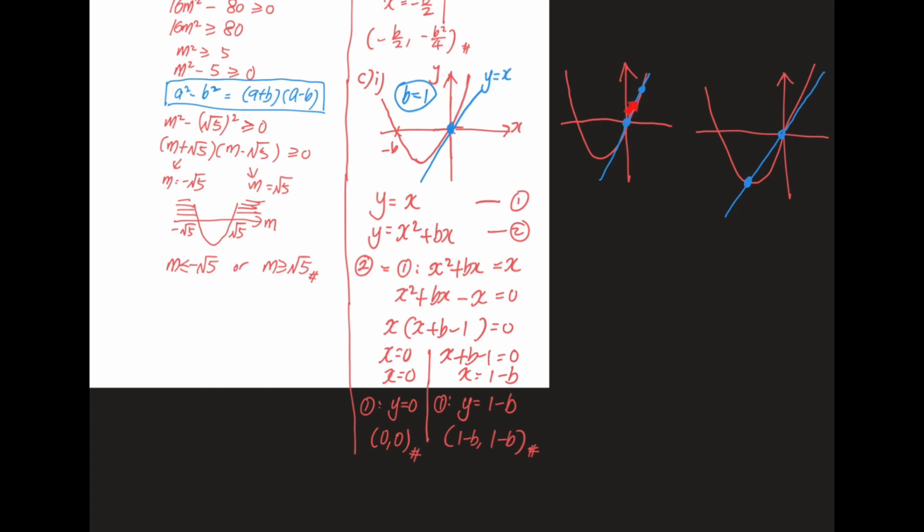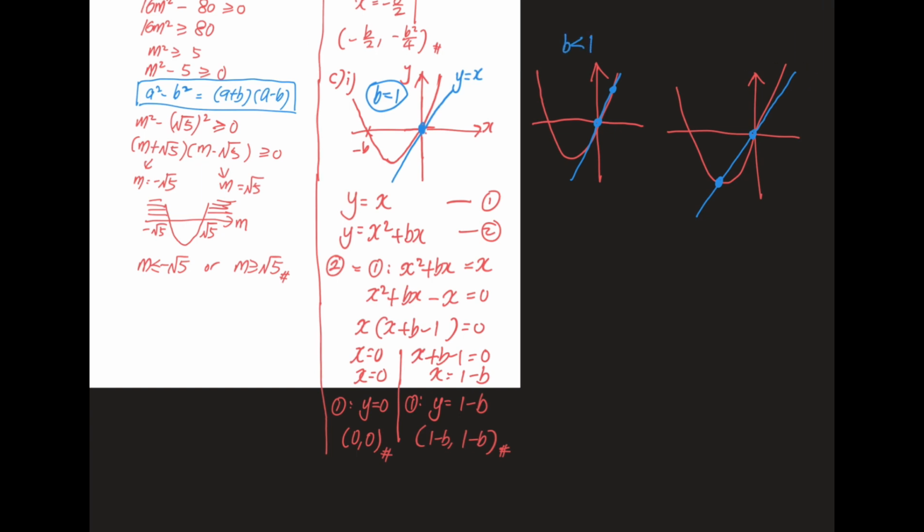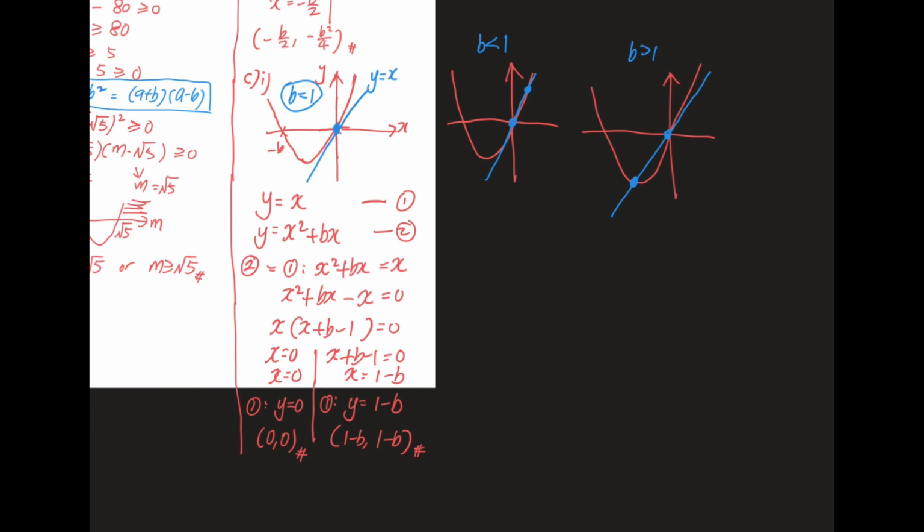Okay, so let me write down also for this case. This case is where B is less than 1. B less than 1 will be this case, and if B is greater than 1, then it will be this case, the third case here. So B equal to 1, B less than 1, B greater than 1.